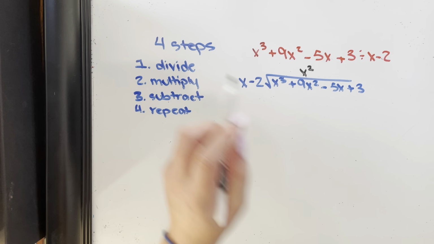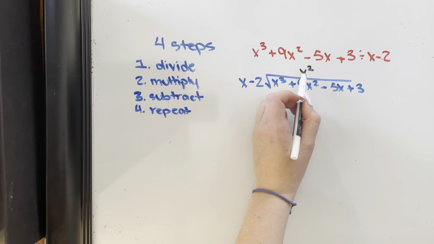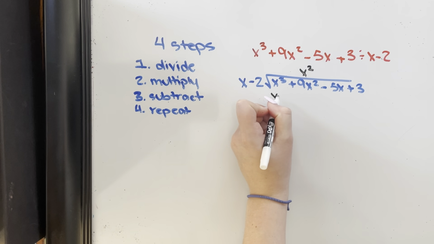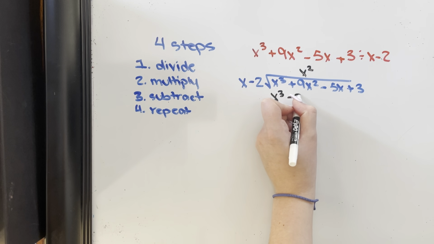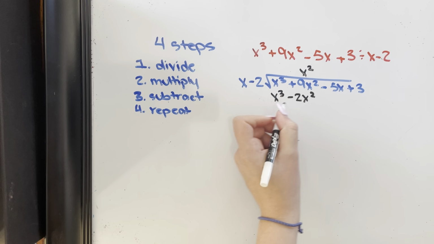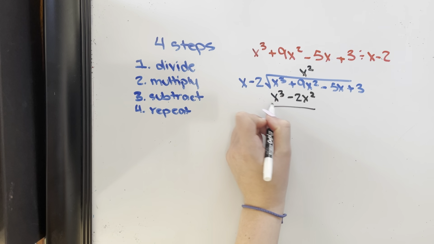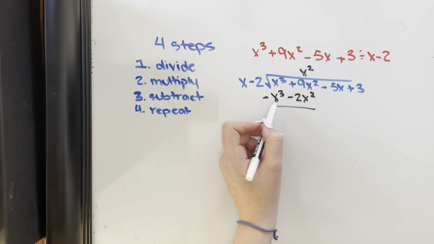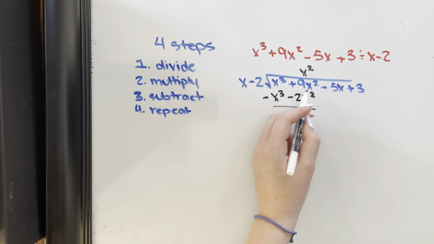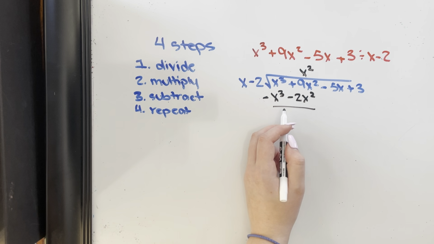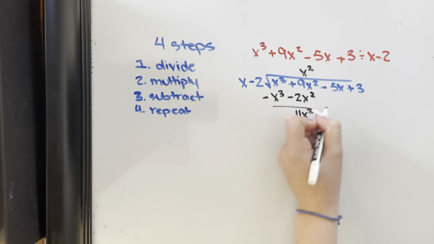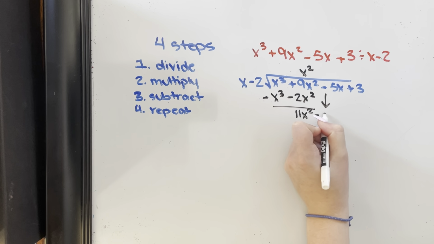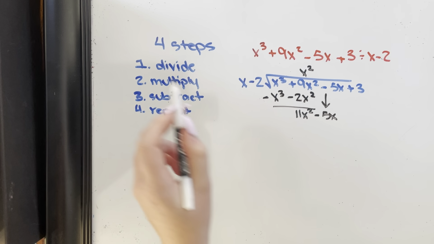So to find that out, you divide, and then now we're going to multiply x squared by x, and you get x cubed. Then multiply x squared by negative 2, and you get negative 2x squared. So next is subtraction. So that is 0. Then 9x squared minus negative 2x squared gives us 11x squared. And now we bring down the next term, and then we repeat.